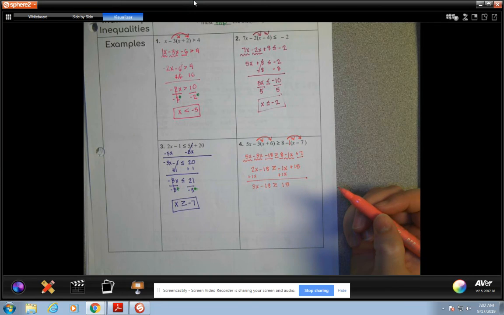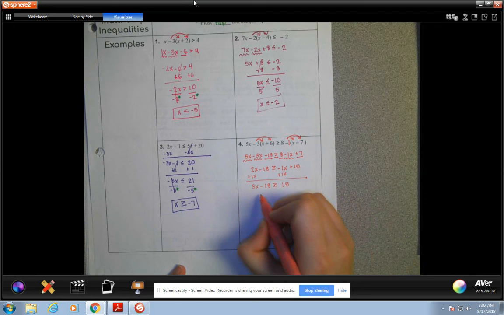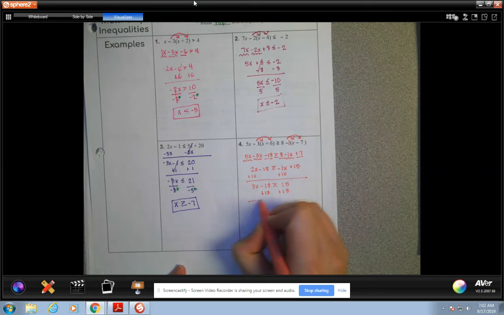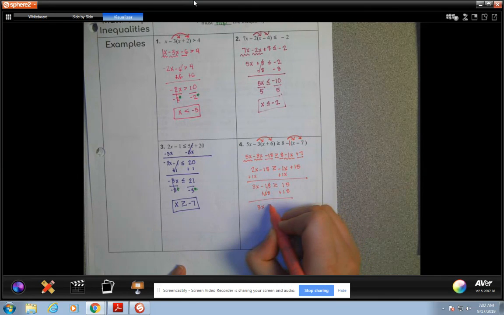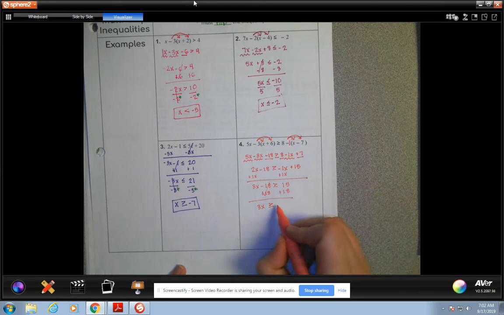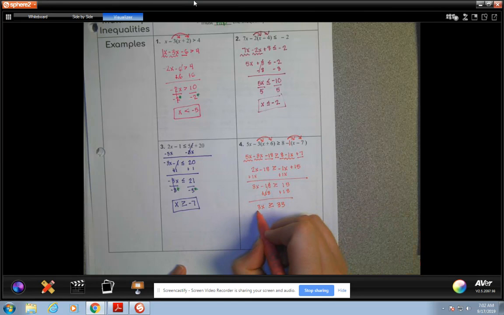All right, at this point, we could go ahead and get our constant term, or just a number. So we want to get rid of this -18. So we'll say +18, +18. All right, so we get 3x. These 18s cancel. Is greater than or equal to 15 plus 18. That's 33. All right, and then we're going to divide by 3.